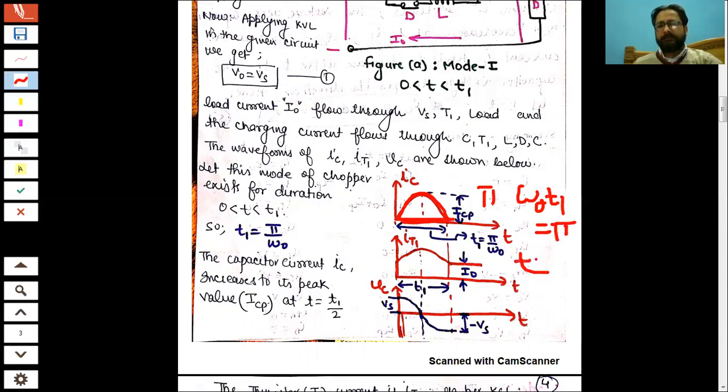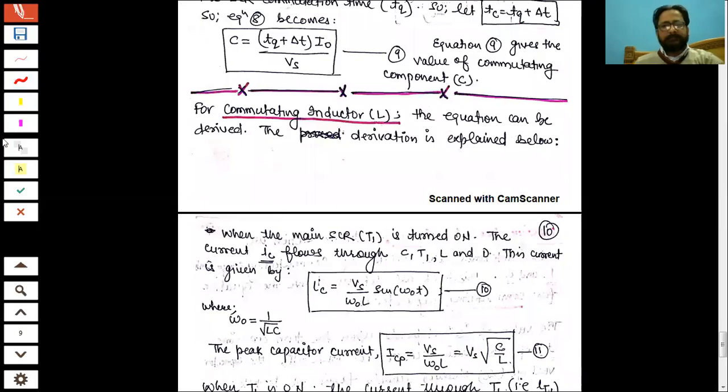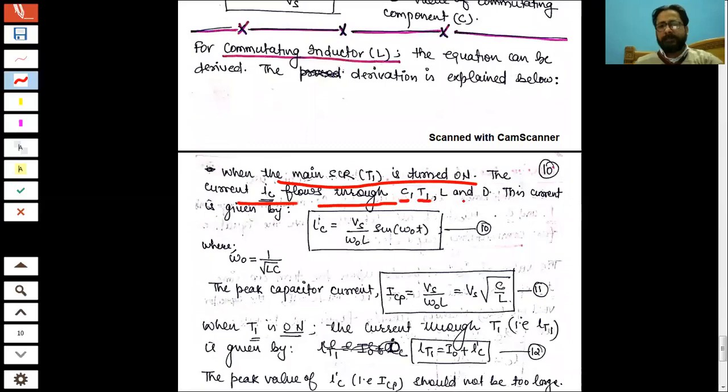So T1 is equal to pi by omega naught. So you can see that when the main SCR is turned on, the current IC flows through C, T1, L and D. This current is given by IC is equal to Vs by omega naught L.